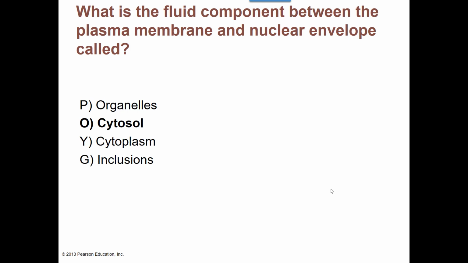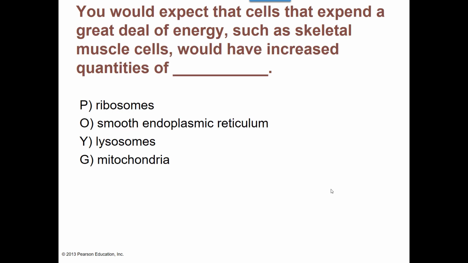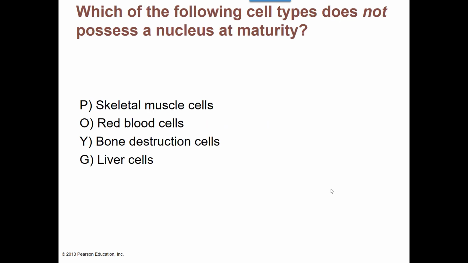You would expect that cells that expend a great deal of energy, such as skeletal muscle cells, would have an increased quantity of mitochondria. If you need lots of energy, you're going to want lots of mitochondria that can make lots and lots of ATP. The following cell that does not have a nucleus when it's mature, it's anucleate, are your red blood cells.